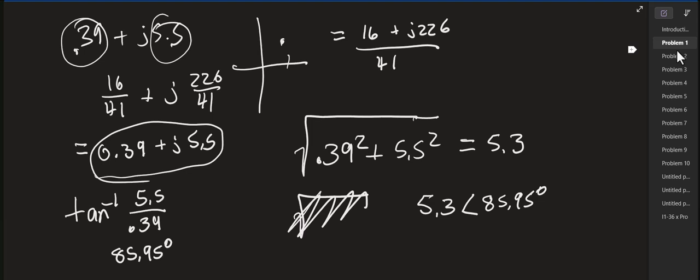Gotcha. Can you show how you turned the polar to rectangular? I am going to show that. I have not shown it yet. Oh, okay. I will show you for the specific one here, because it was a special case.